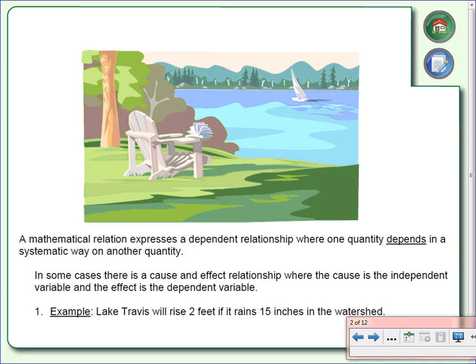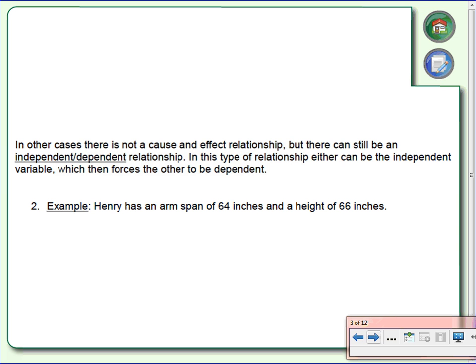The first example says that Lake Travis will rise 2 feet if it rains 15 inches. So notice here, it says Lake Travis is going to rise 2 feet, but only if it rains 15 inches. Okay? So, we're going to talk about what the dependent and the independent is, but notice we've got a cause and effect here. The effect we have is that Lake Travis is going to rise 2 feet. And what causes Lake Travis to rise 2 feet? The fact that it rains 15 inches. So that's what they're talking about when they say cause and effect. The effect is rising 2 feet. The cause of that was the 15 inches of rain.